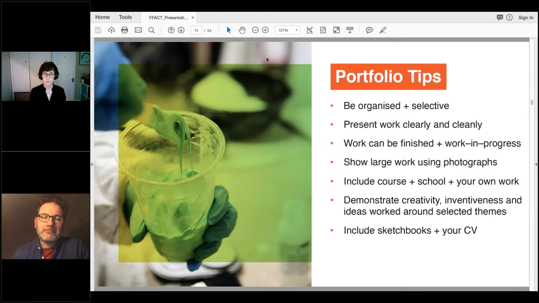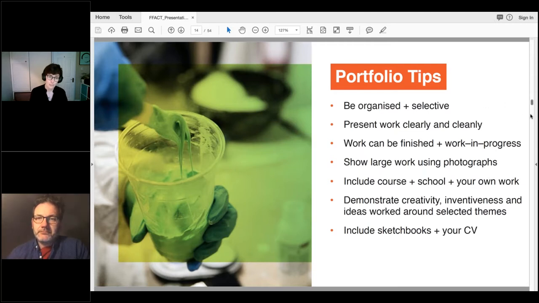So a few tips here. This first one is really important. We don't need to see everything. Selectivity is actually a really, really important skill. So by showing us your core, your favorite work, the things you're passionate about, the things you're most proud of, plus some of the supporting work that got you to that, showing us a few of those things as opposed to literally everything you've ever done is really insightful. So don't worry, you don't have to have a really packed portfolio.